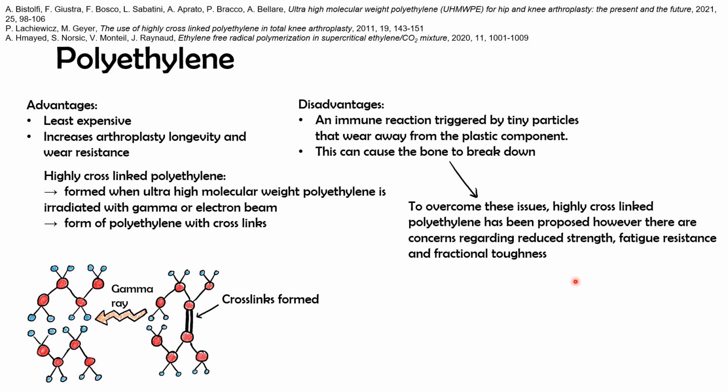There is a lot of research going into this, and highly cross-linked polyethylene has been proposed. However, there still are concerns about using this material. Highly cross-linked polyethylene is formed when ultra-high molecular weight polyethylene is irradiated by gamma or electron beams. The irradiation produces free radicals which, in the presence of oxygen, break the carbon-hydrogen bonds and help to form crosslinks. An increase in radiation dose increases the number of crosslinks formed.